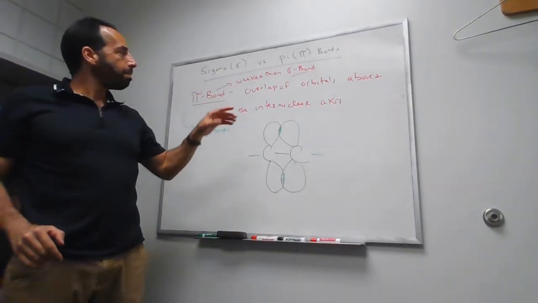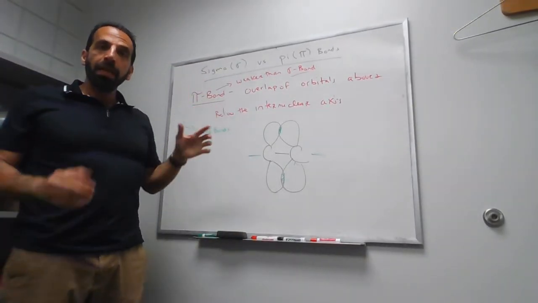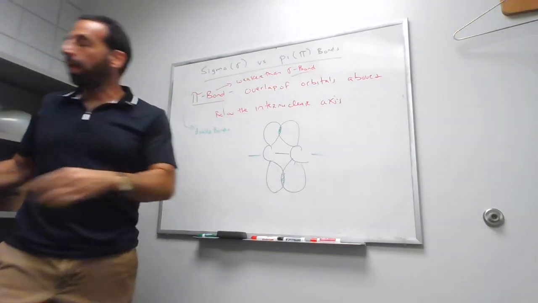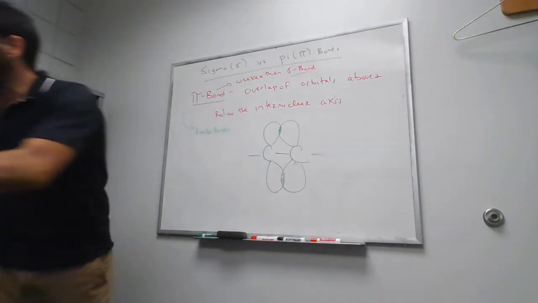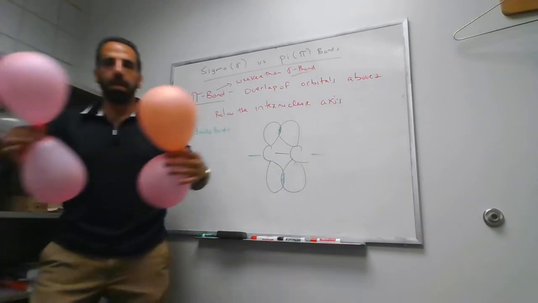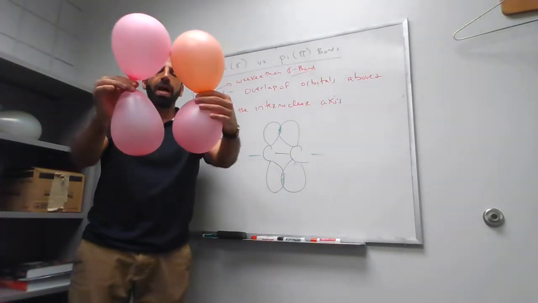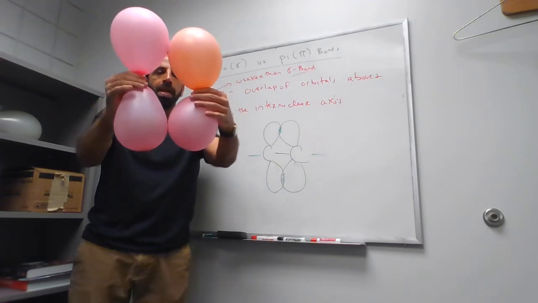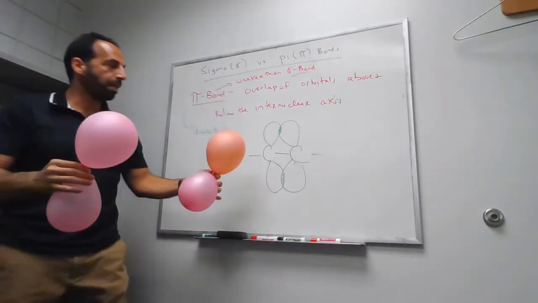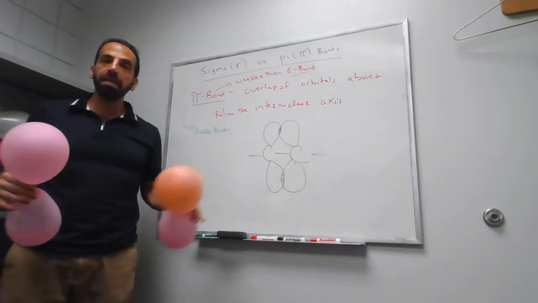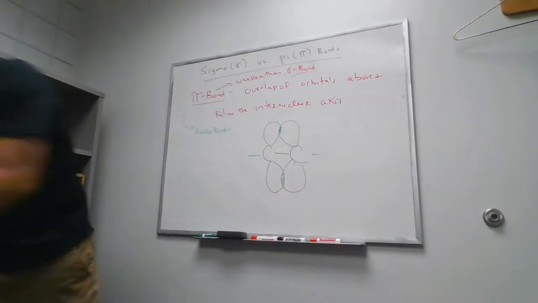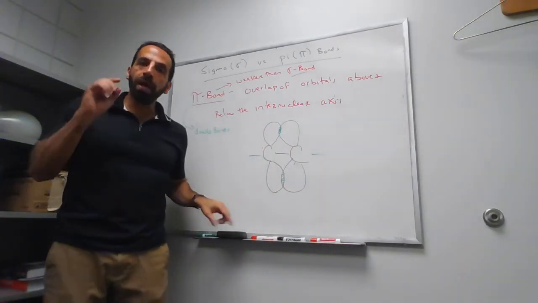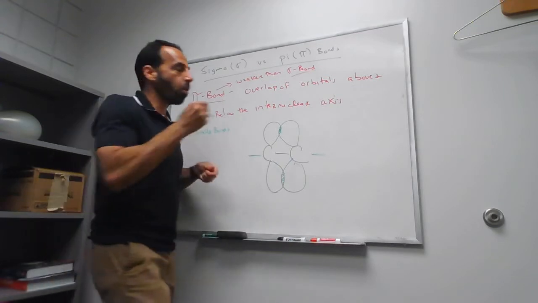The second type is going to be a pi bond. This pi bond is above and below the internuclear axes. So basically, say I have the two carbons, and these are like two p orbitals, so they're going to overlap like this. The orange and the pink overlap on the top, and then the two pinks overlap on the bottom. And notice that the overlap is not as much. So it's a weaker bond because it's less overlap.